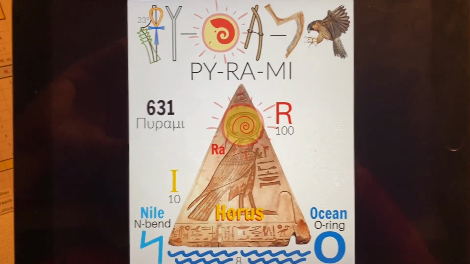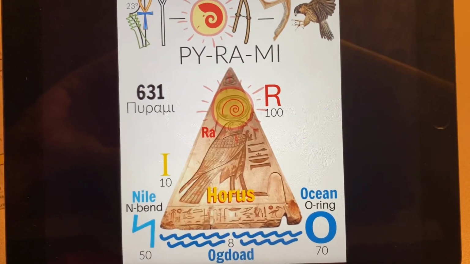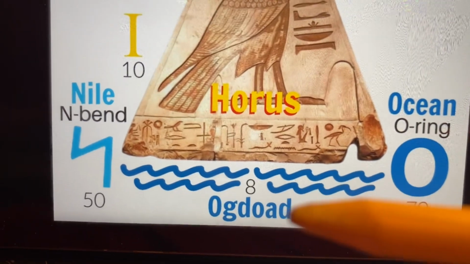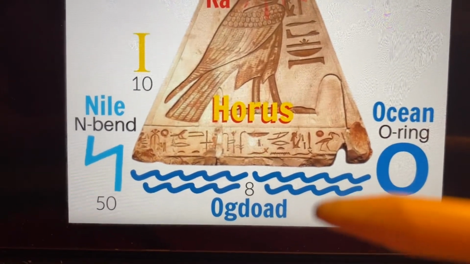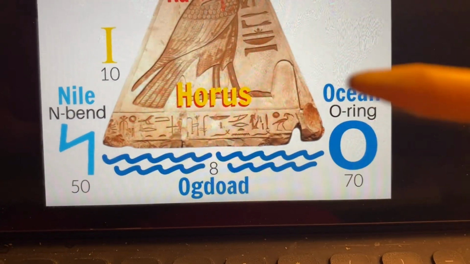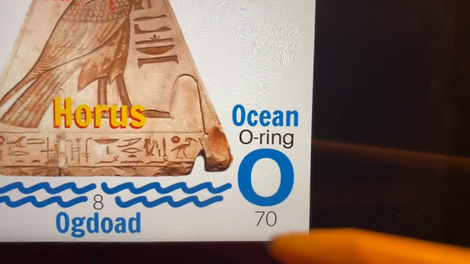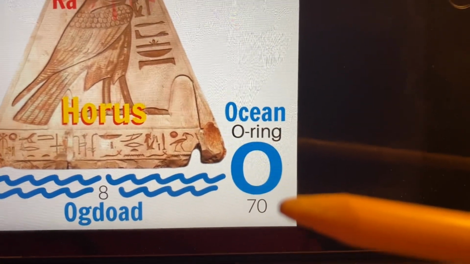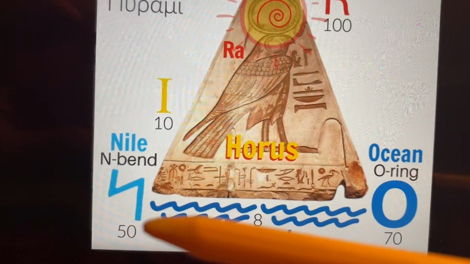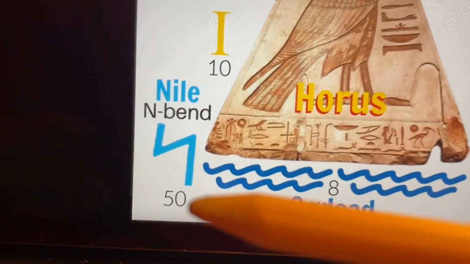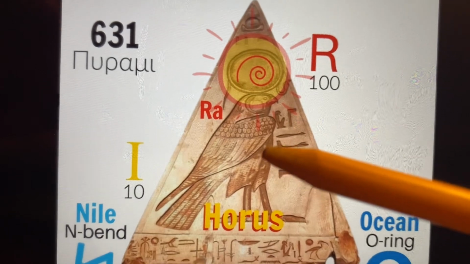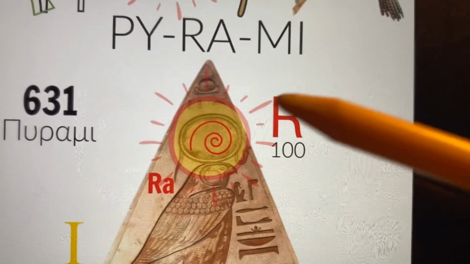In our first pyramid diagram, we see the eight water gods, called the Ogdoad, define the beginning of the Egyptian cosmos. This transforms into the letter O, ocean ring, of the TO map of the Egyptian cosmos, which is letter O, the 16th letter, that has a value of 70, and also the fresh water or melting Ethiopian mountain snow water of the end bend of the Nile, which is the 14th letter, has a value of 50. Horus has a value of 10, as a falcon shown here. And then we see the ram horn in the sun, or Ra, which has a value of 100.